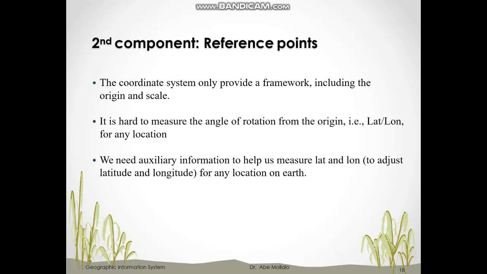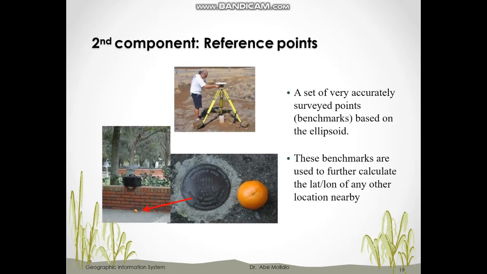That's why we need some auxiliary information for practical measurement, for more accurate measurement of the latitude and longitude for any location. So to address this problem, we use reference points. And reference points are very accurately measured locations. In most cases, reference points are called benchmarks and are made of brass discs that are embedded into concrete or rocks. Maybe you have seen some benchmarks on the street. These points have accurately measured latitude and longitude. And based on these benchmarks, we can further calculate the latitude and longitude for any location nearby.